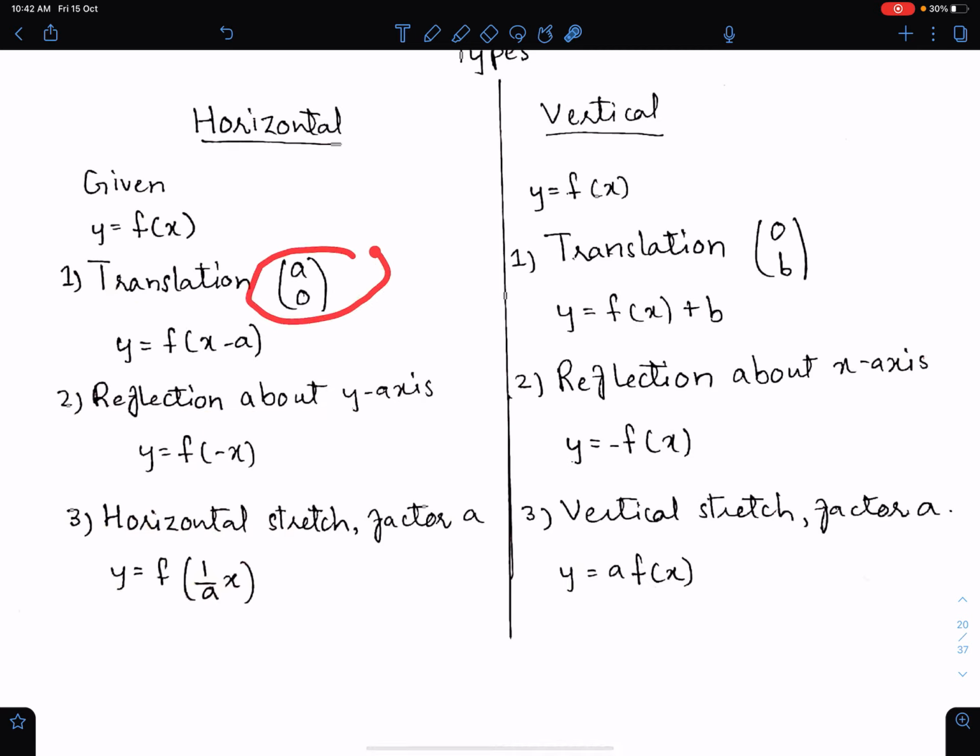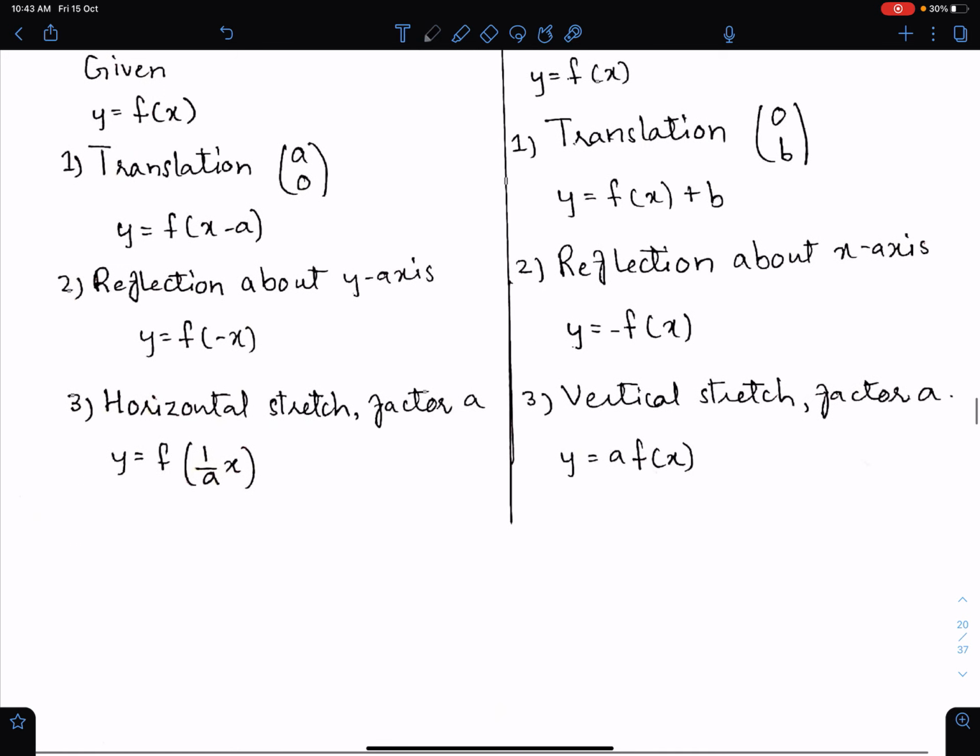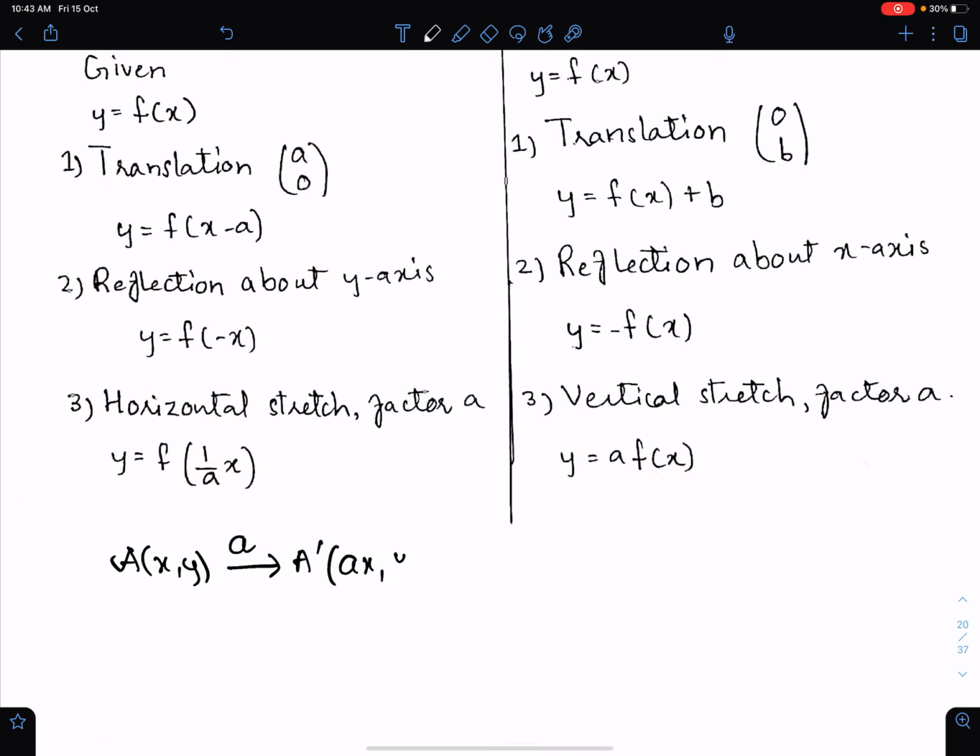So if we have this thing, we need to replace this x by x minus a. Reflection about y-axis means we replace x by minus x. For horizontal stretch factor a, we use the reciprocal of this factor here. But for coordinates of the image, we use the same stretch factor. Only in the equation we use the reciprocal of this.